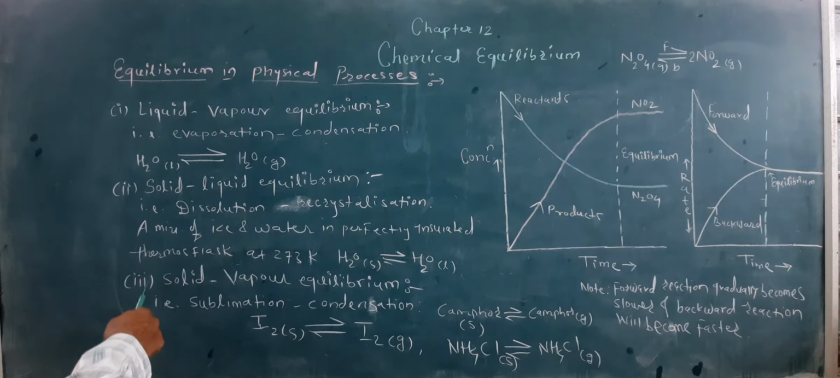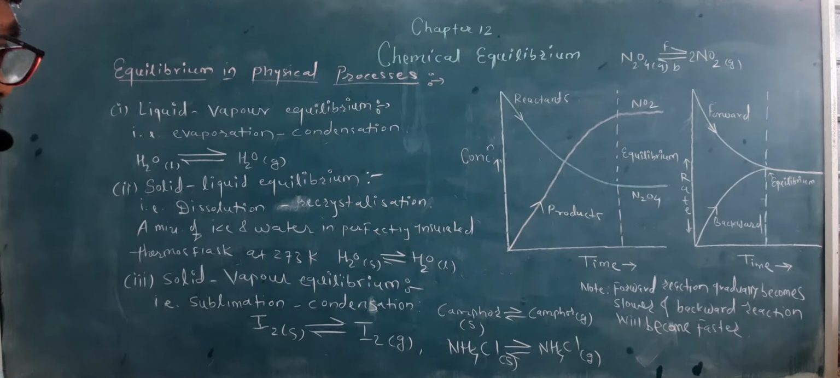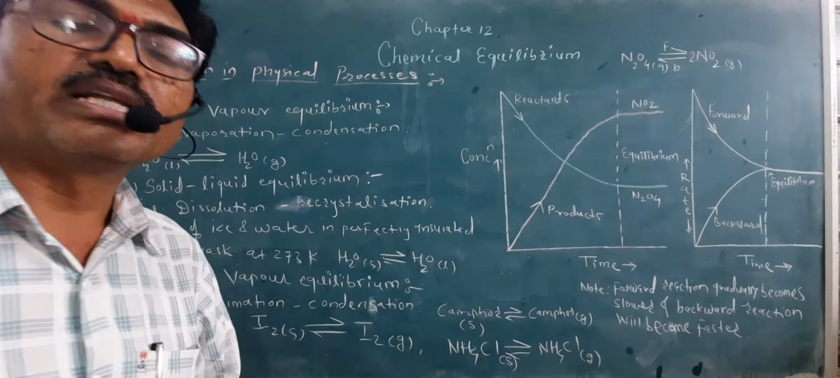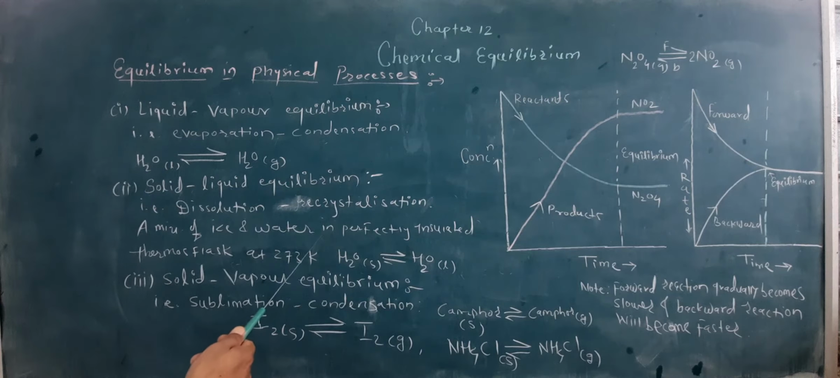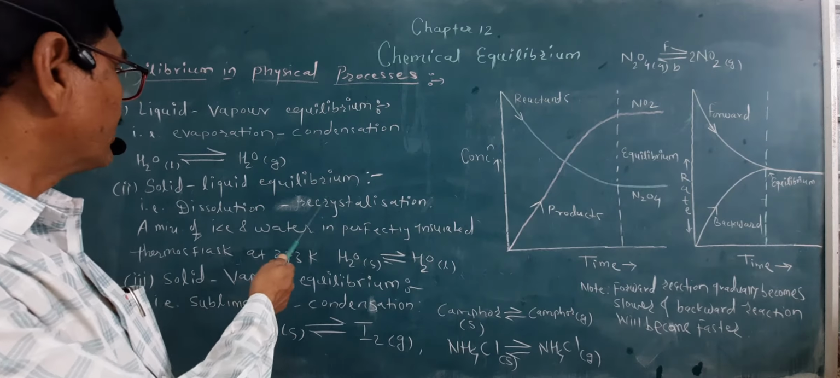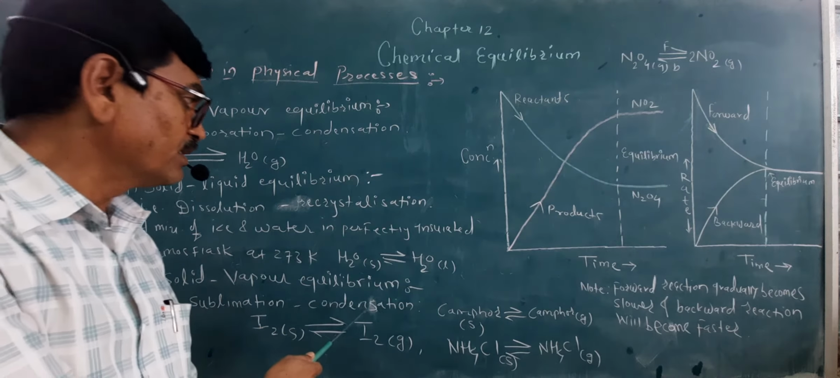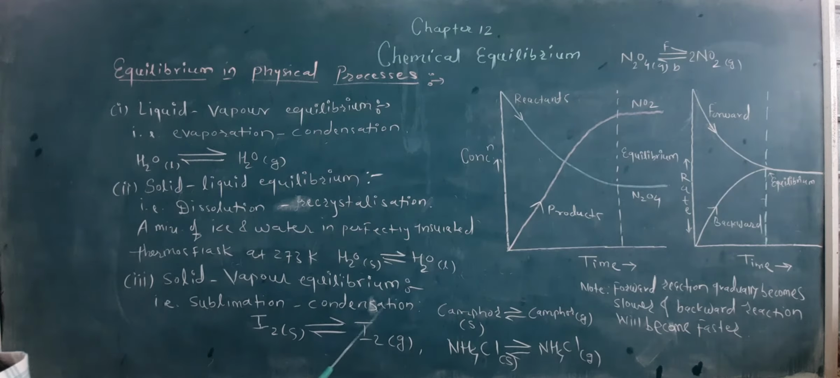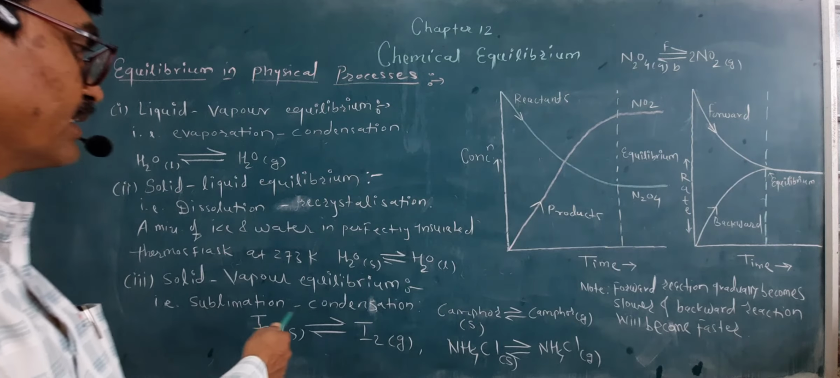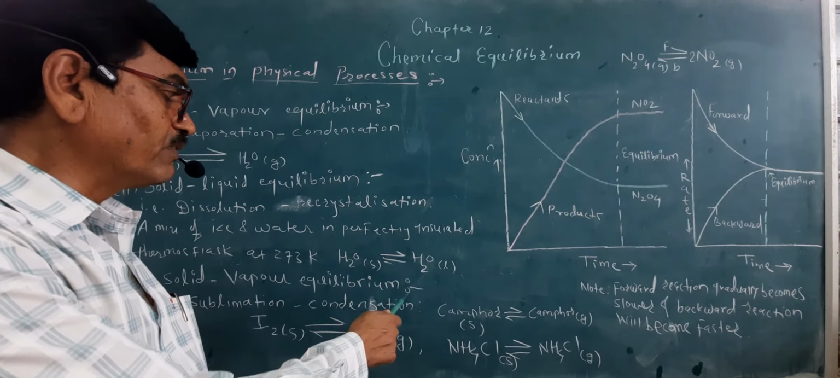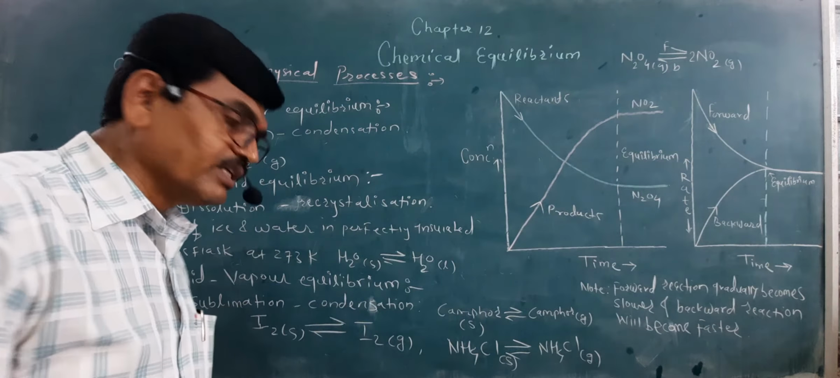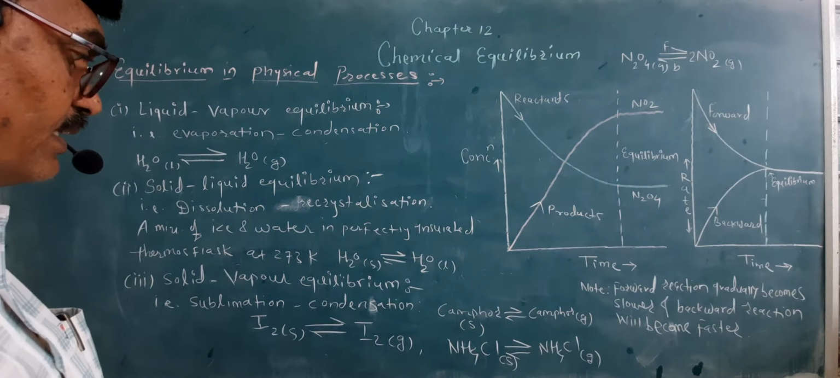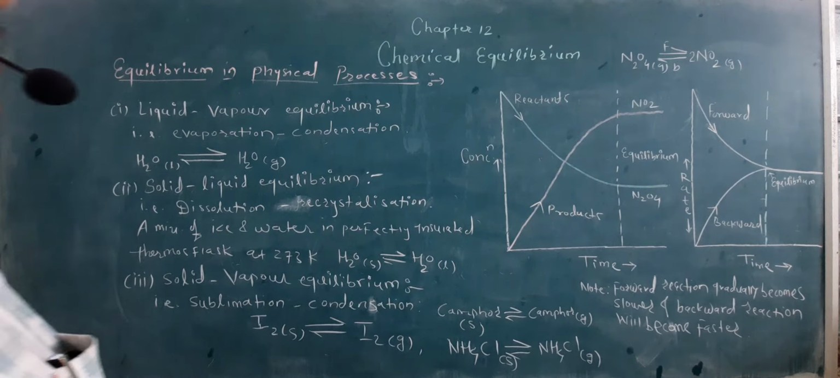Then solid liquid equilibrium is like this, that is dissolution and recrystallization. The dissolution of sugar, which we have seen in the preparation of a saturated solution, is an example of solid liquid equilibrium, or when water is placed in an insulated thermos flask at 0 degree centigrade, solid water liquid equilibrium is observed. And solid vapor equilibrium is the very common sublimation condensation. Iodine, camphor, and ammonium chloride show sublimation reactions.